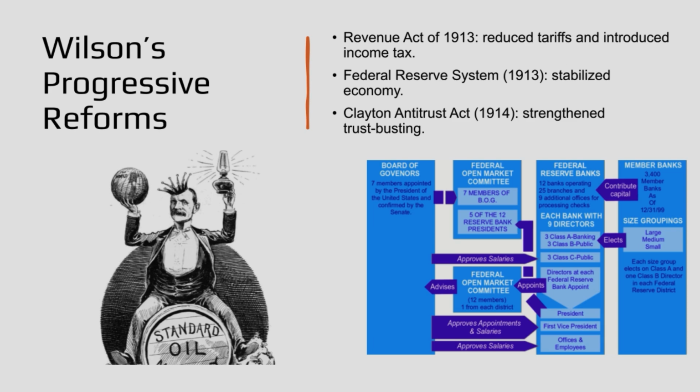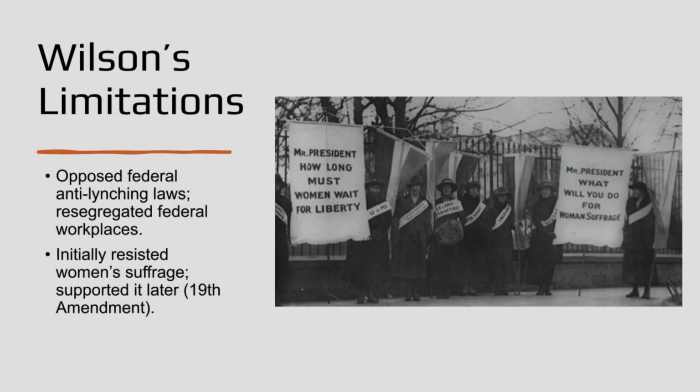But progressivism had its limits. Wilson's administration resegregated federal workplaces, and he initially resisted supporting women's suffrage. Though he eventually backed the 19th Amendment, his early reluctance reflected the era's deep inequalities.